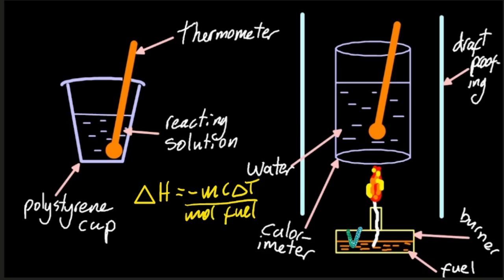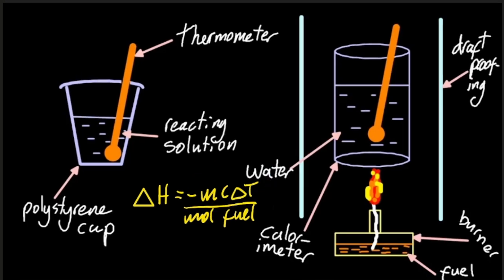But for the right-hand case, mc delta T, once again, is going to be almost certainly the water that you're heating up in there. And the fuel, it's going to be a bit more obvious, is whatever you're using in that burner there. Not the mass of the fuel, the moles of the fuel. Later videos will cover this in more detail.